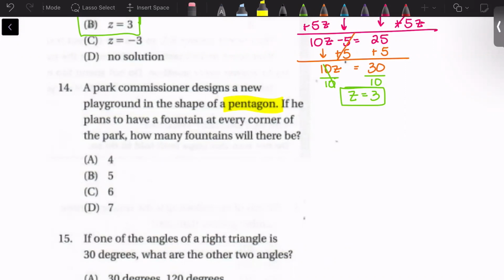5. If you guys don't know what the Pentagon is, it's a really important building in the US government and it has 5 sides. So a Pentagon literally looks like this. So it has 5 sides. How many corners does it have?